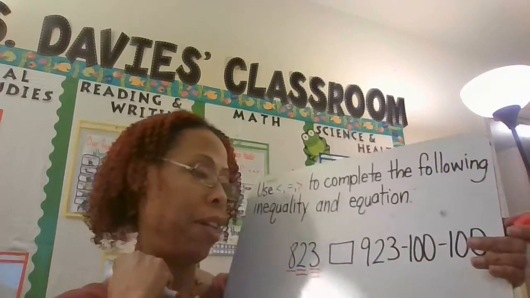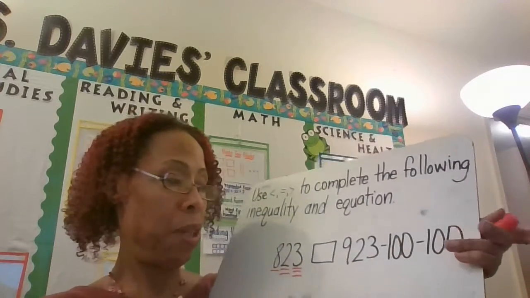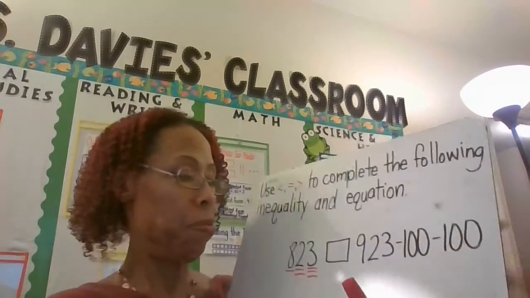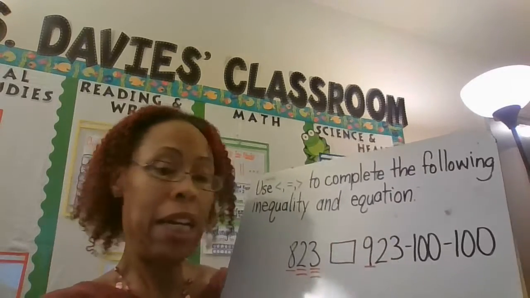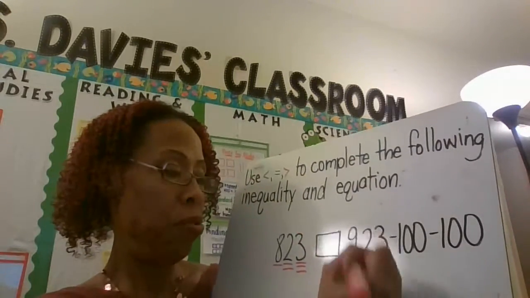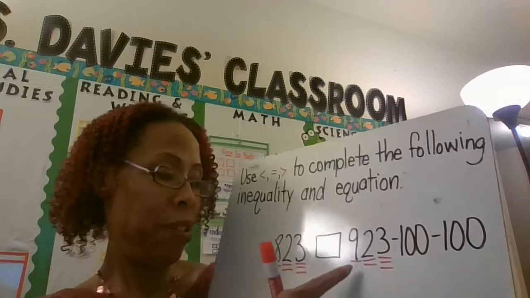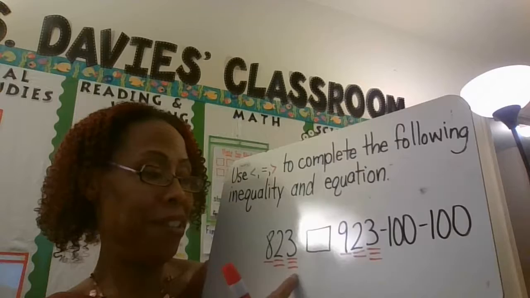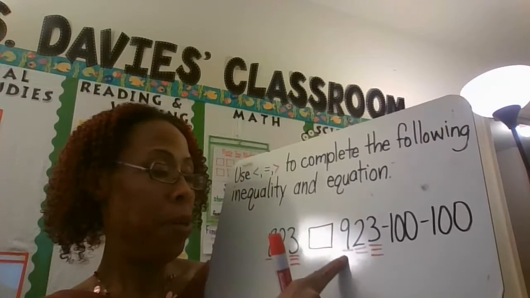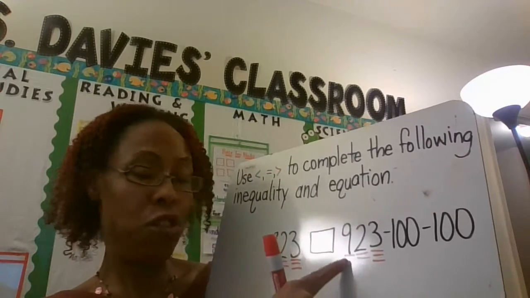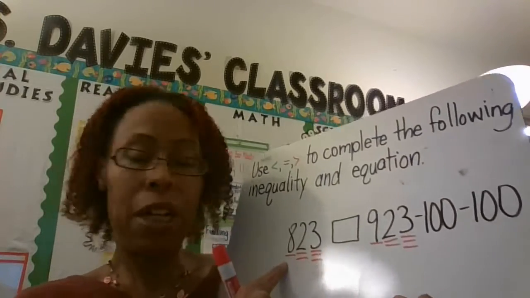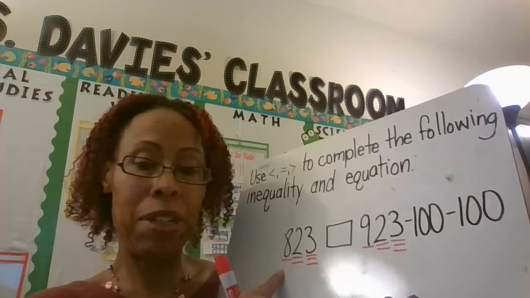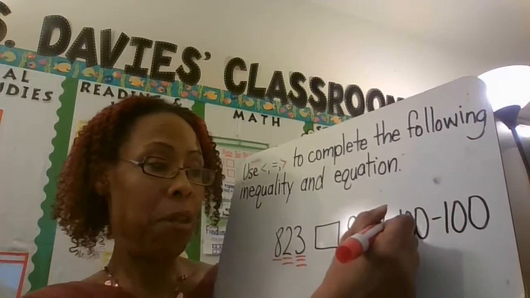Now let's look at the next number, 923. So we know that there are 9 hundreds, 2 tens, and 3 ones. So already we can see that the numbers in the tens and ones place are the same with these two numbers, but the number in the hundreds place in 923 is greater than the number in 823. It has 9 hundreds and this one has 8 hundreds. But let's continue the problem.